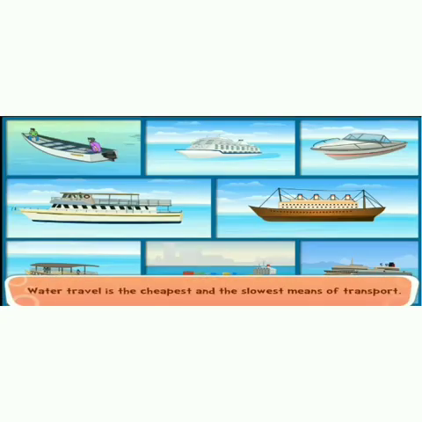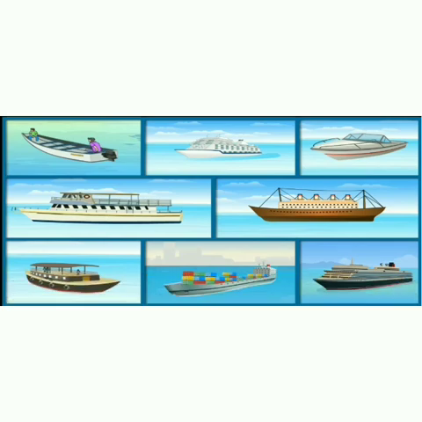Water travel is the cheapest and the slowest means of transport. The vehicles used for water transport are boats, ships, yachts, liners, steamers, and ferry. Cargo ships carry large quantities of goods. Oil tankers carry oil and petrol, and cruise ships carry passengers across countries.